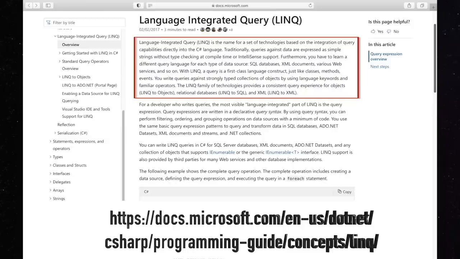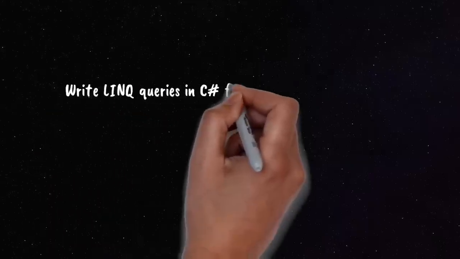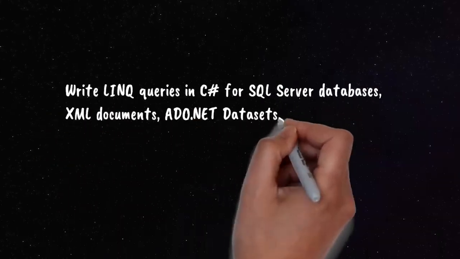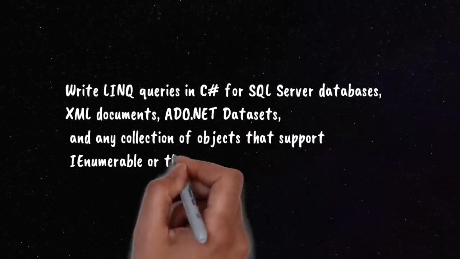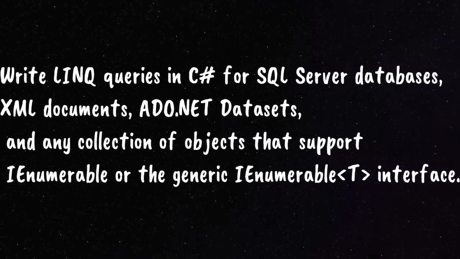You write queries against strongly typed collections of objects by using language keywords and familiar operators. The LINQ family of technologies provides a consistent query experience for objects, LINQ to objects, relational databases, LINQ to SQL, and XML, LINQ to XML. Note that you can write LINQ queries in C# for SQL Server databases, XML documents, ADO.NET datasets, and any collection of objects that support the IEnumerable interface or the generic IEnumerable interface.